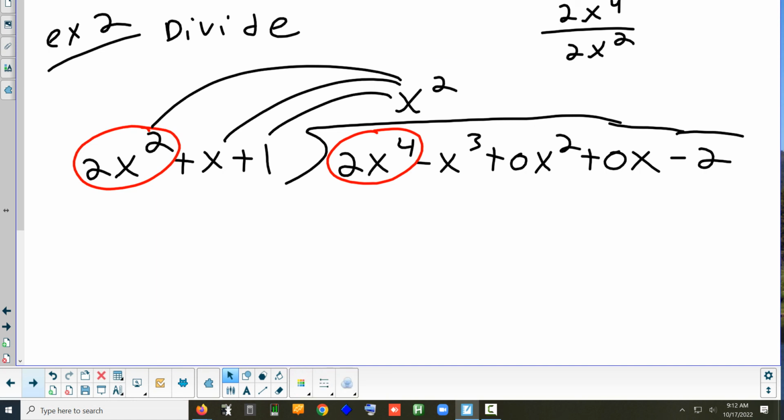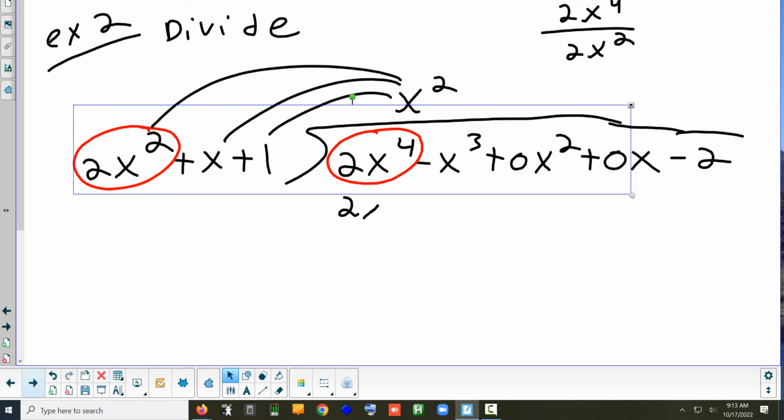Jalen, what's x squared times 2x squared? 2x to the 4th. Yep, 2x to the 4th. And Jess, what's x squared times x? X cubed. And Casey, what's x squared times 1? Just x squared. And Kelly, what do I do with those 3 columns now? I'm going to take each one of them and, yep, we're going to subtract them.